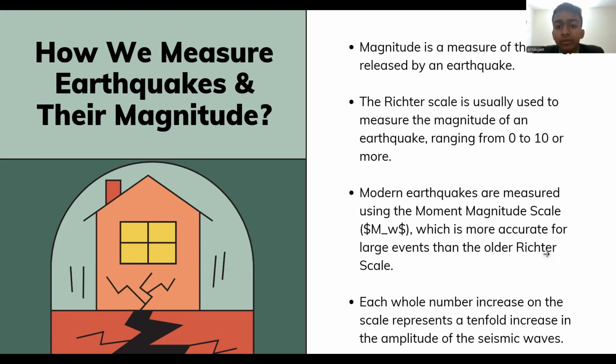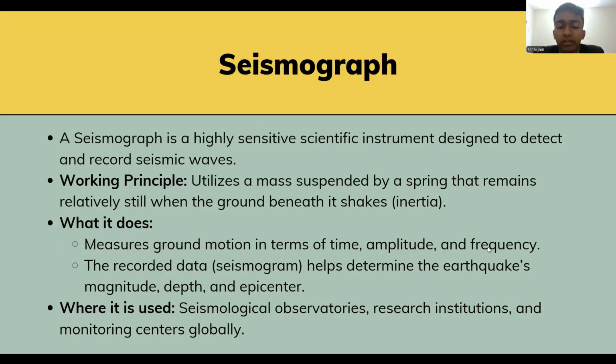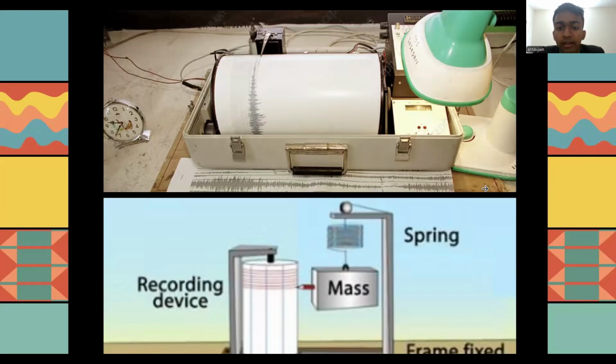One of the most important instruments used to measure earthquakes is a seismograph. A seismograph is a highly sensitive scientific instrument designed to detect and record seismic waves. It works on the principle of inertia, where a mass suspended by a spring remains relatively still while the ground beneath it moves. The recorded data, called a seismogram, helps scientists determine the earthquake's magnitude, depth, and the epicenter. Seismographs are used globally in seismological observation and monitoring centers.